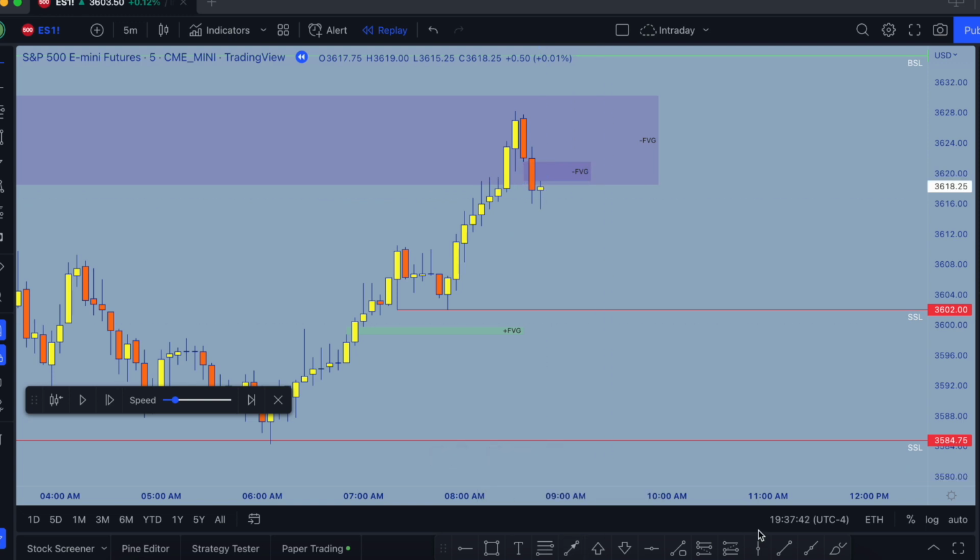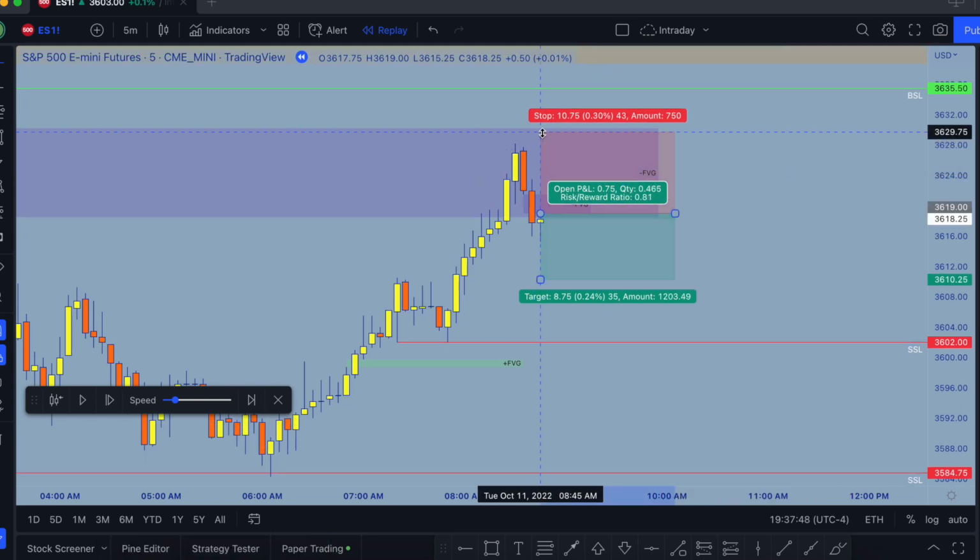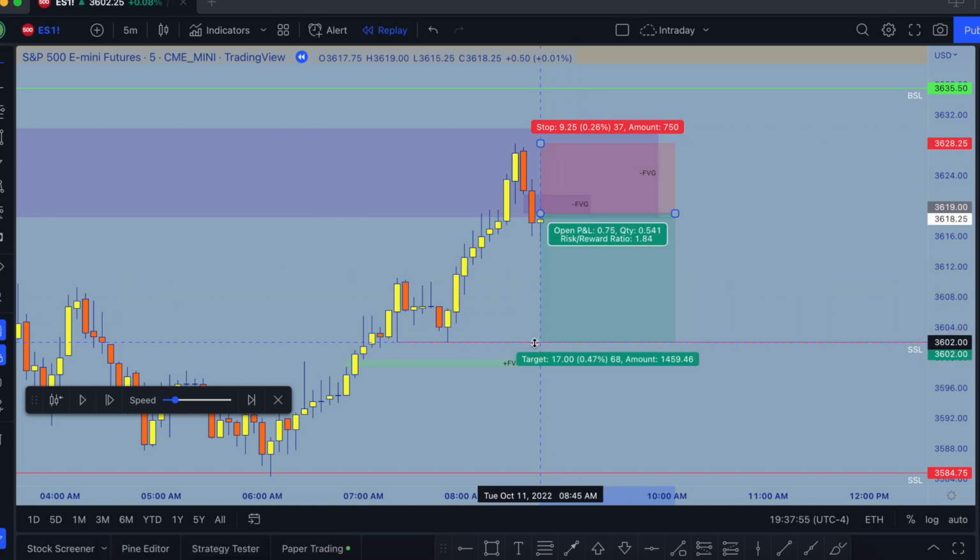then you could short right here. So let's say we entered a short position at 36.19. You could even have your stop right above these highs, a 9-point stop, and then your target would be low-hanging fruit, sell side liquidity equal lows, 17 points. So that's a 1.84 risk to reward ratio, which isn't a bad trade.